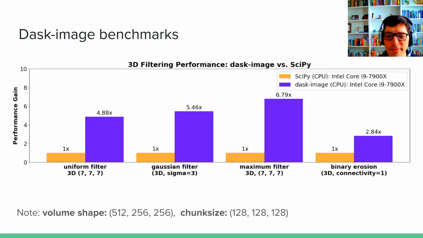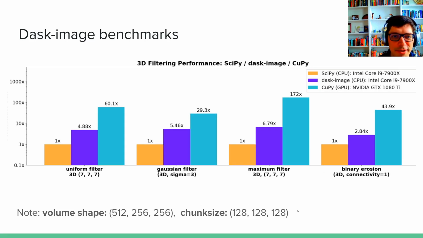So looking at some benchmarks for some basic filtering operations like uniform filter, Gaussian filter, maximum filter, or binary erosion. The plot here is normalized to performance in SciPy, not scikit-image, and SciPy itself is shown as 1 here, and then factors larger than 1 indicate acceleration by that amount. So Gaussian filter, for example, is running 5.5 times faster on this 10-core CPU when doing things in parallel with Dask-image. And this is for a somewhat large 3D volume with a chunk size of 128 cubed.